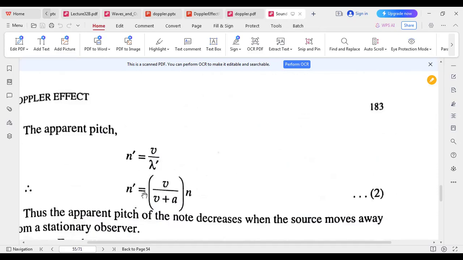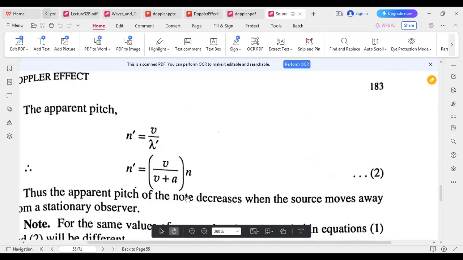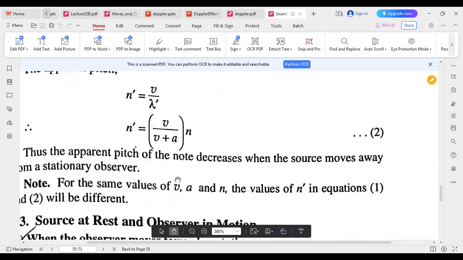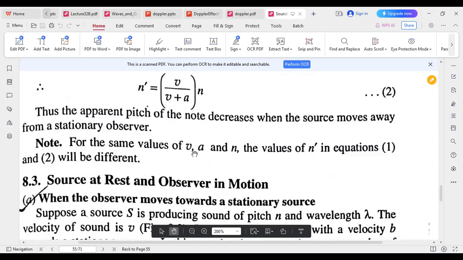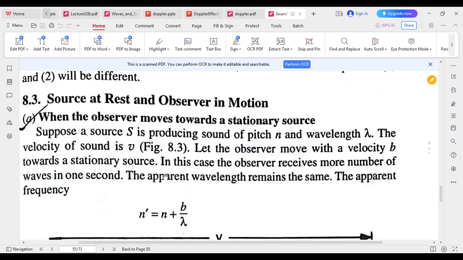Just putting, the apparent pitch will be n dash equals v divided by v plus a into n. So thus the apparent pitch of the note decreases when the source moves away from the stationary observer. For the same values of v and a, the values of n dash in equation 1 will be different.